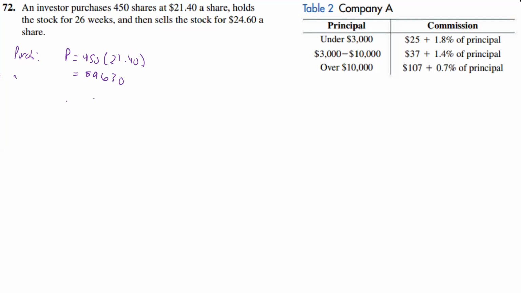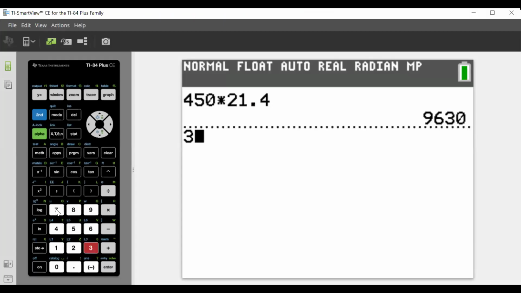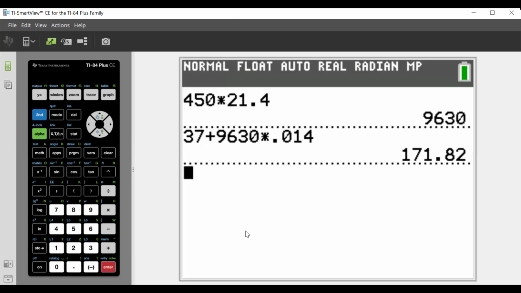So what is our commission going to be? Our purchase, 9630, is going to be in this range. So it's $37 plus 1.4% of the principal. So 37 plus 9630 times 0.014. We have to do that calculation: 37 plus 9630 times 0.014, and that gives us 171.82.